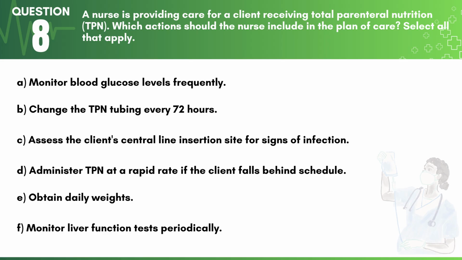B. Change the TPN tubing every 72 hours. C. Assess the client's central line insertion site for signs of infection. D. Administer TPN at a rapid rate if the client falls behind schedule. E. Obtain daily weights. F. Monitor liver function tests periodically.